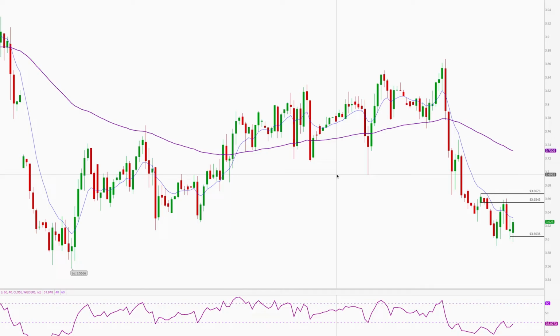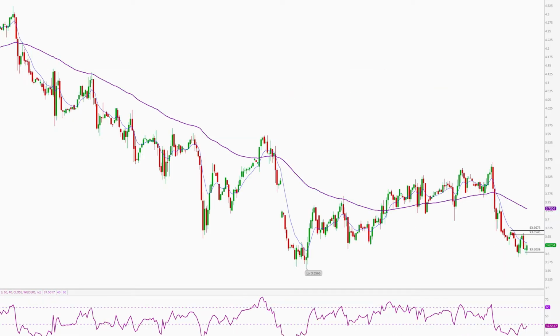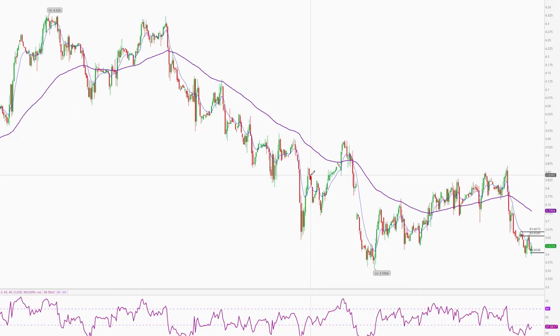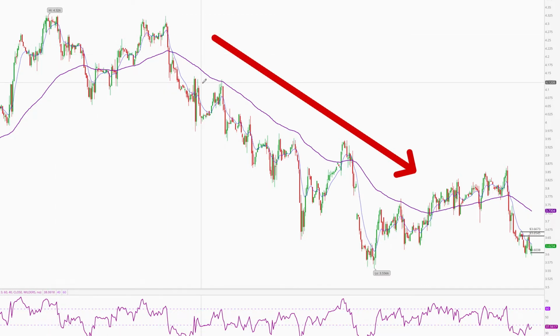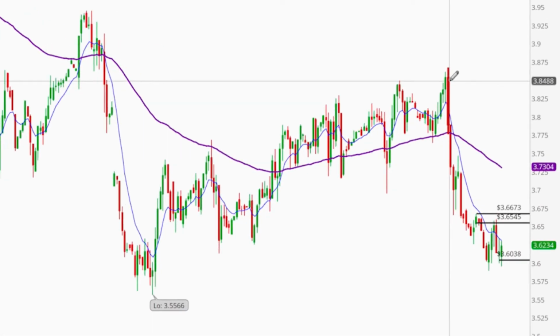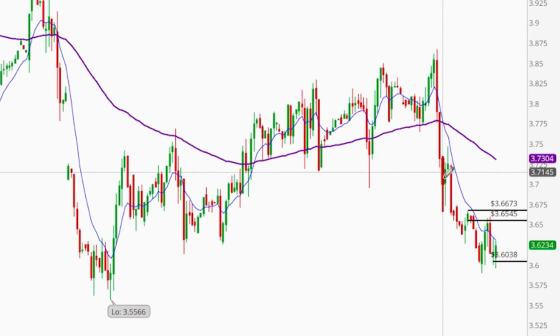So let's get started. What we have here is gasoline futures. If I zoom out in gasoline futures, I can see that basically since the beginning of June, we've been in this downtrend. We tried to correct, but then we had a really big sell-off just yesterday.